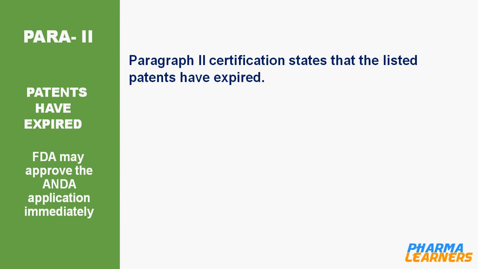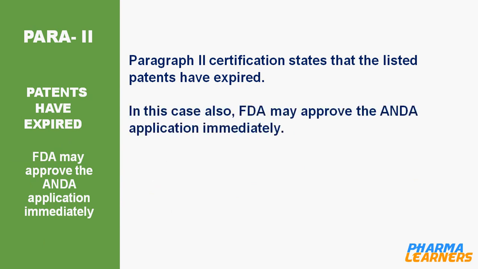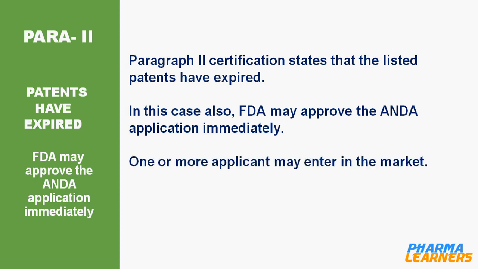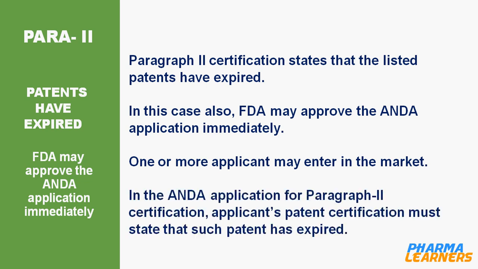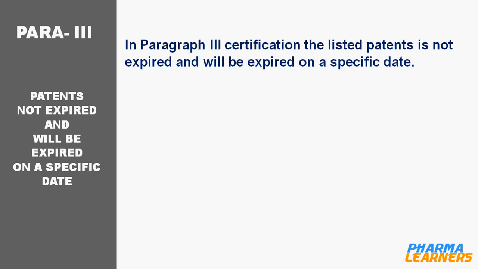Paragraph 2 certification. Paragraph 2 certification states that the listed patents have expired. In this case also, FDA may approve the ANDA application immediately. One or more applicants may enter the market in this case also. In the ANDA application for Paragraph 2 certification, the applicant's patent certification must state that such patent has expired.